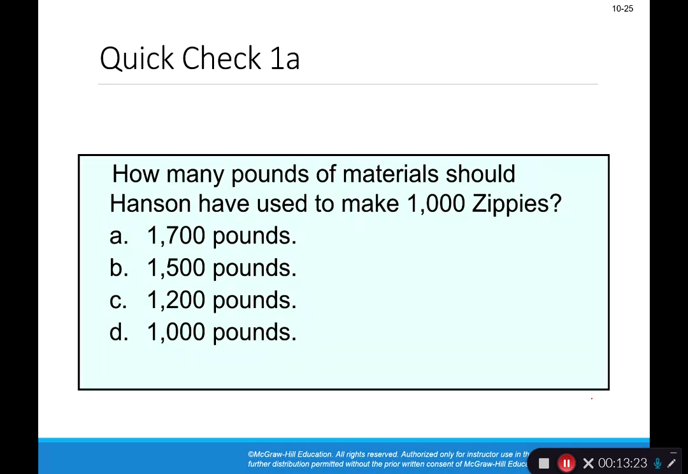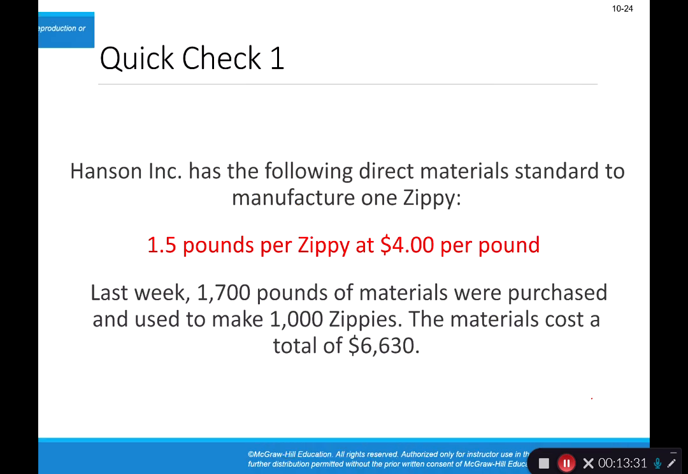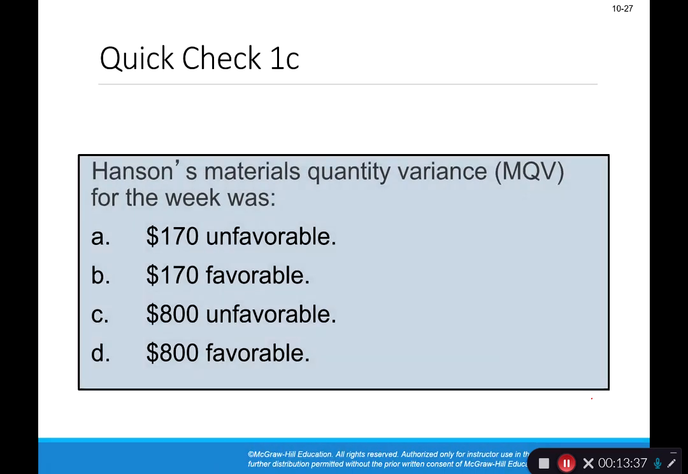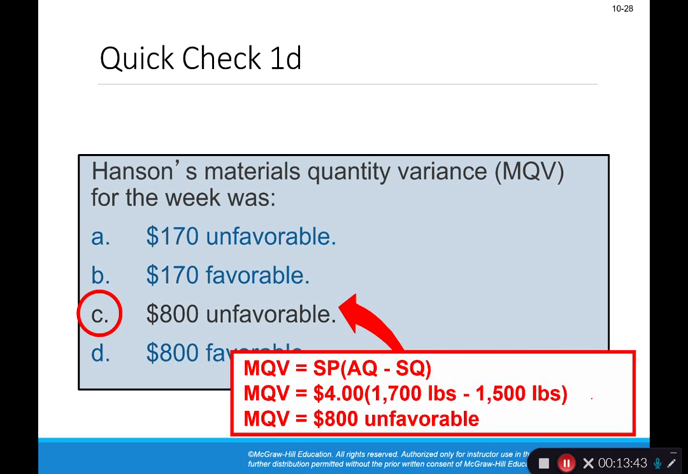So the first is, how many pounds of material should we have used to make the 1,000 Zippies? This is asking for SWAP. So I have a bad memory. My SWAP was 1,500. So boom, there is the answer. Next question wants to know the quantity variance. So we calculated our quantity variance to be 800 unfavorable.